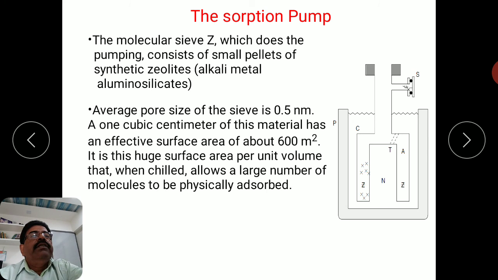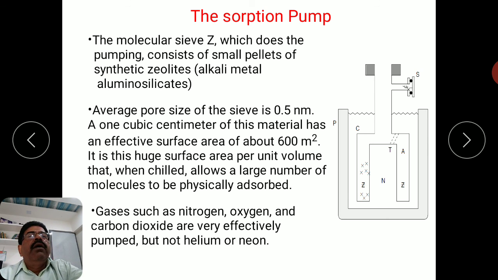When these zeolites are cooled, the gas molecules will enter them and be adsorbed. A very large number of gas molecules will be adsorbed, that means they will be captured by this molecular sieve. This is how the pumping takes place here. At a very low temperature, because on the outer side we are cooling it with liquid nitrogen, this molecular sieve will adsorb certain types of gas molecules.